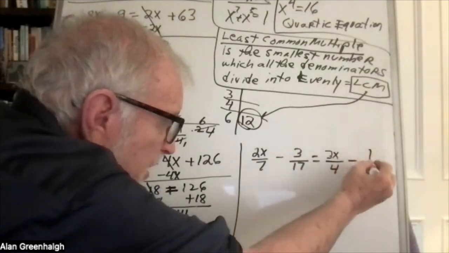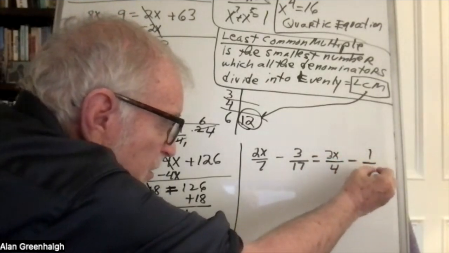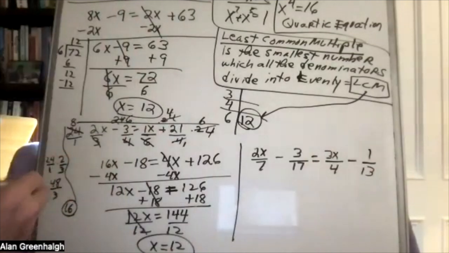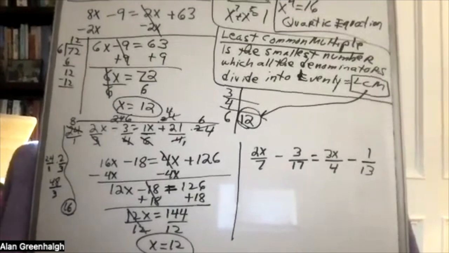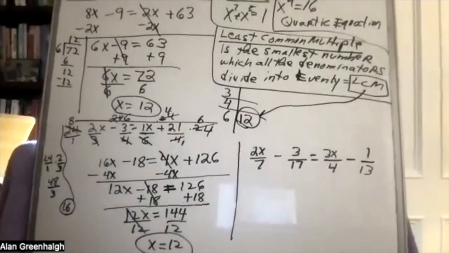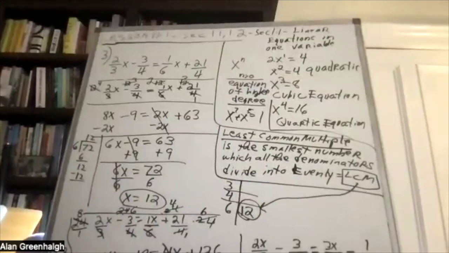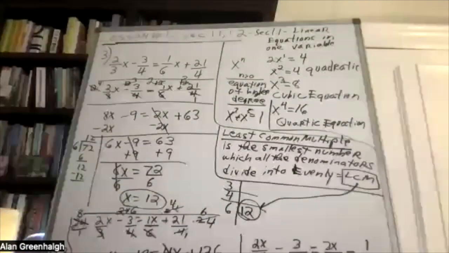I don't see the point of this, 1 over 13, for example. I mean, good luck trying to find the LCM with that. But I would never do that. I would never give that on a test. The test question would be something like this. But really, I have an even better question coming up right now, and that would be the question that I like the best.